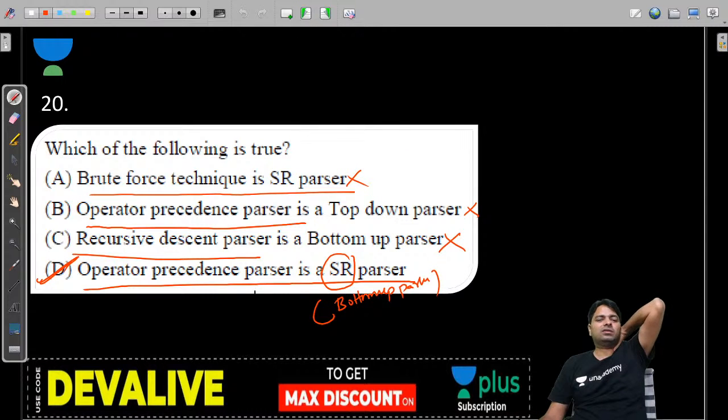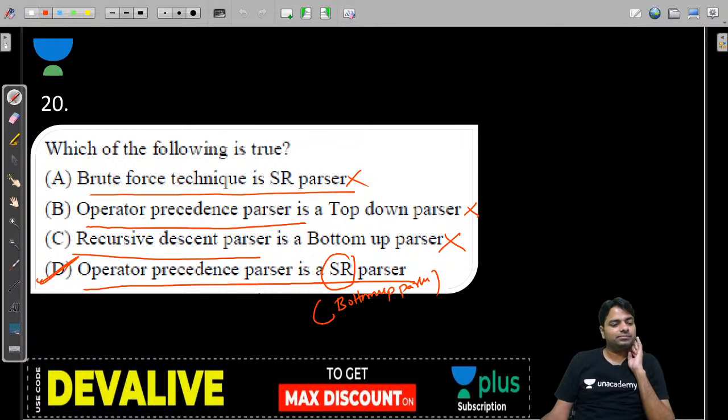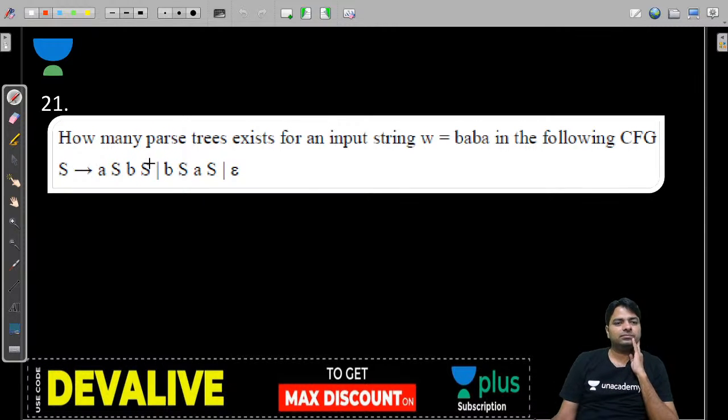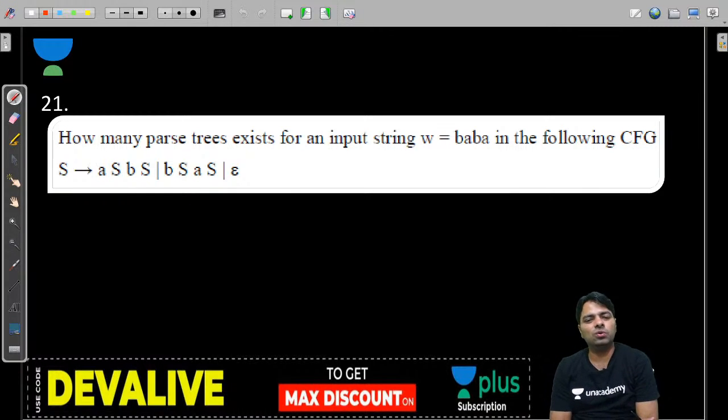Is anything wrong? Operator precedence parser is a bottom-up parser in general that we are implementing. Fine. In theoretical questions, sometimes we may go wrong if we don't have the proper knowledge.